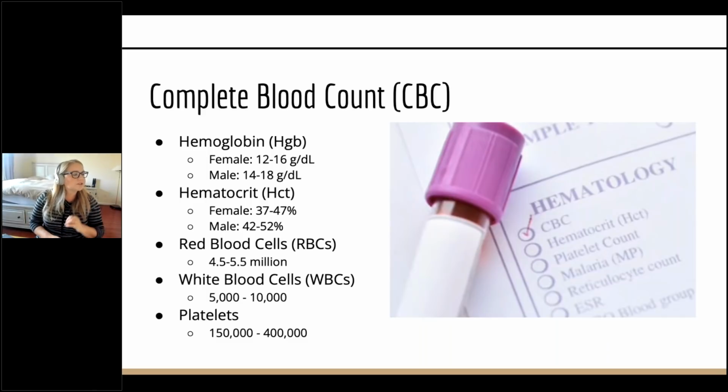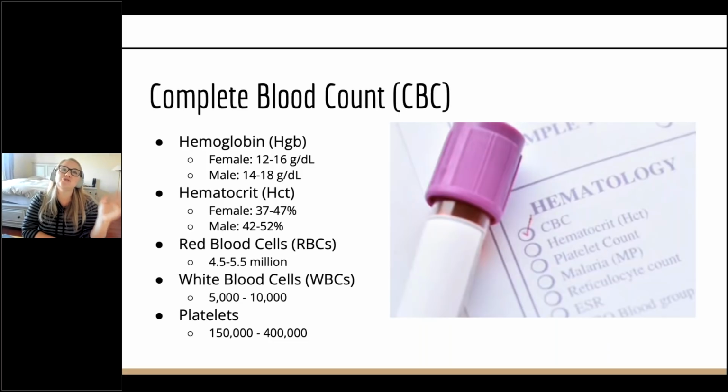So for females, our hematocrit normal is going to be that 37 to 47%, and with males, 42 to 52%. Of course, because these are directly correlated, we'll expect that normal value to be a bit higher for our male patients. And that brings us to our red blood cells.